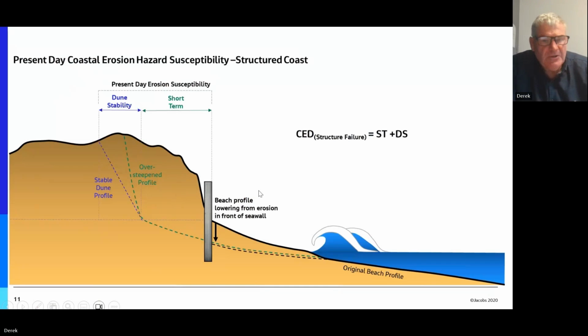So how we have looked at that, in our projections in the present day, is we make those projections as if these structures have failed. So if they fail, what is our worst case storm? And again, that's based on what happened in September 1976.